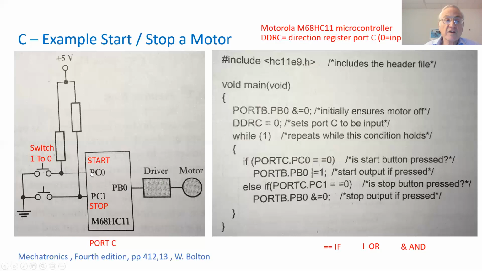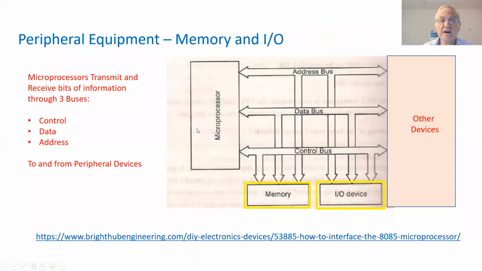And then else, if it's not pushed down, if port C, PC1, okay, if this switch over here is closed, so we're grounding this voltage and we're setting this to 0, then if both PB0 and 0 together are 1, then we're going to set it. Otherwise, it's going to be 0, and then we will stop the motor. So that's a way where we can use the C in order to control a microcontroller and drive some kind of a peripheral device.